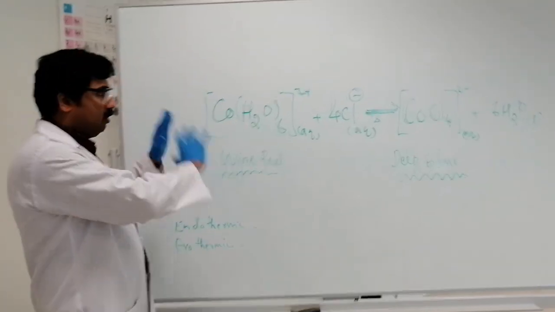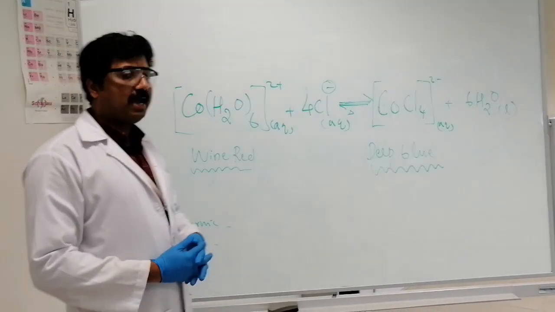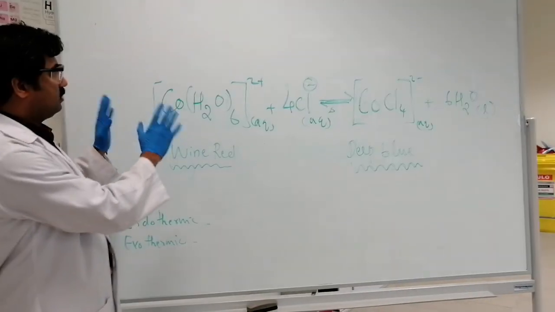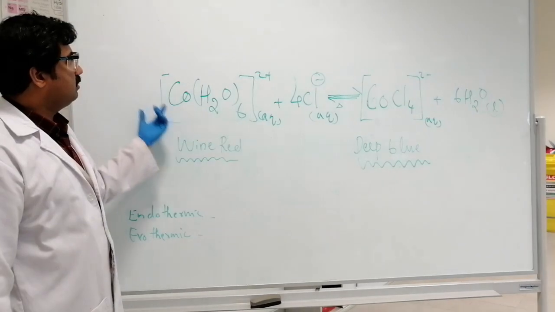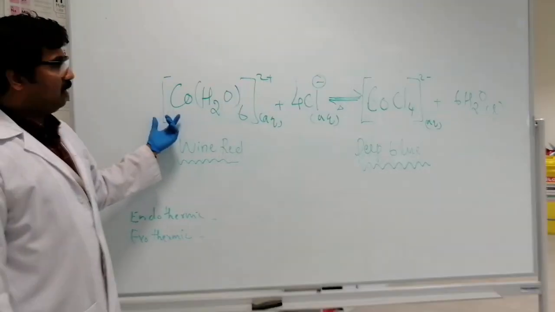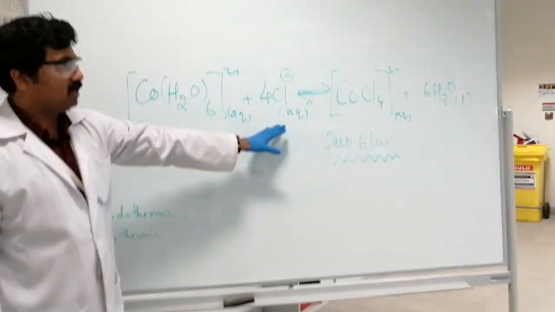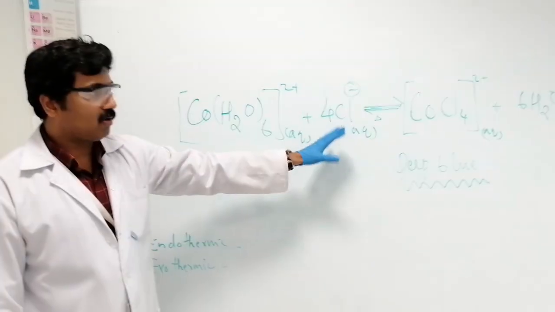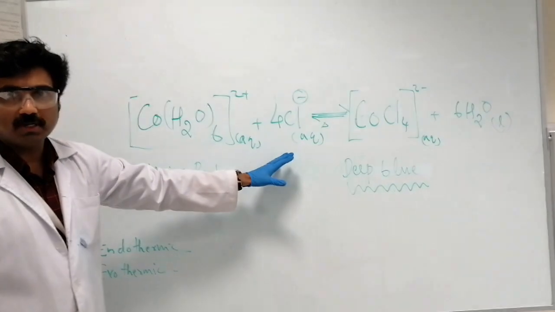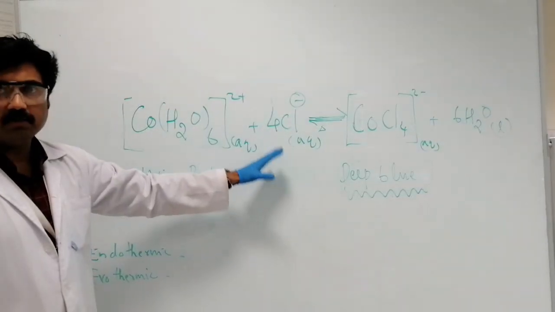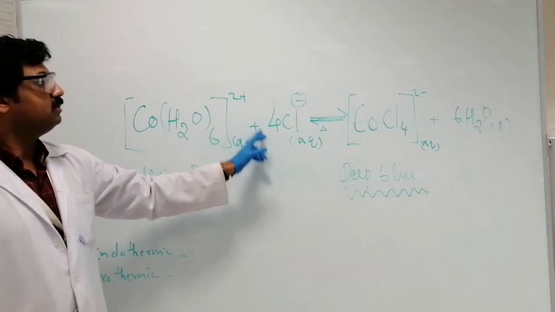Now what kind of information can we gather from this experiment? You go back to the equilibrium reaction. This is the equilibrium reaction. As you can see here, the aqueous cobalt solution will react with Cl minus ion. The Cl minus chloride ions are already there in the solution. Why? Because we took cobalt chloride. The cobalt chloride is dissolved in water, so it already has Cl minus ion.